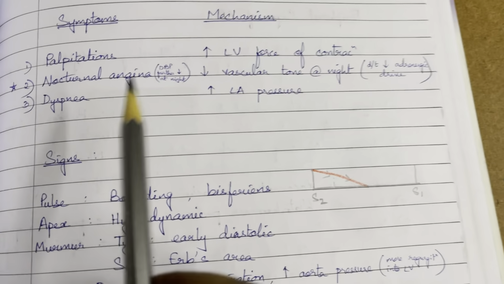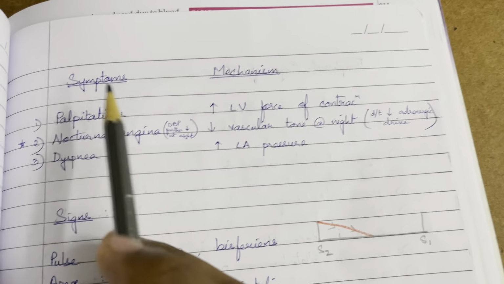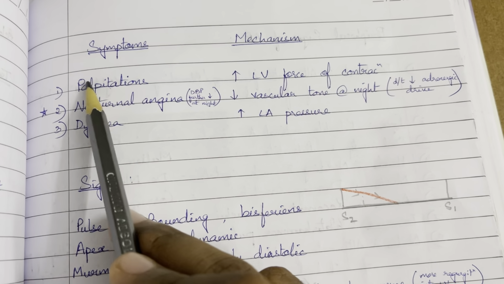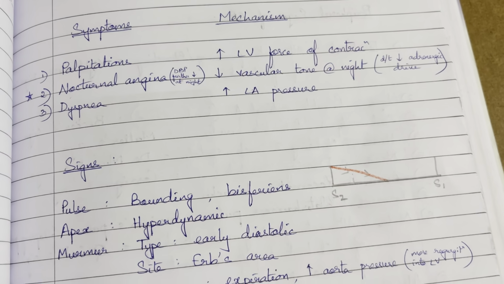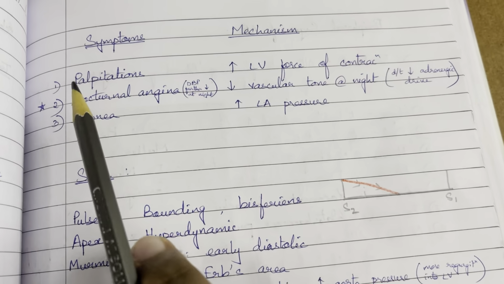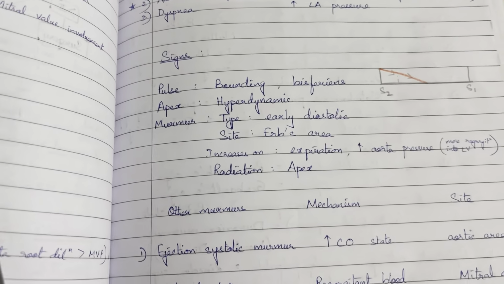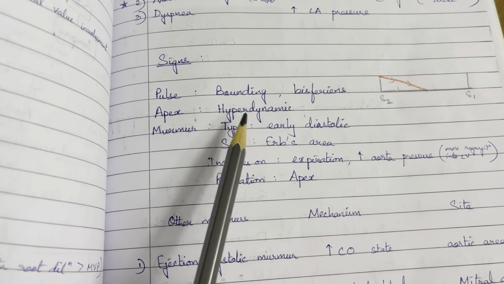Now the symptoms and the mechanism. Remember, in aortic regurgitation you will have palpitations because it is a regurgitant lesion. So PAD or PND: D for dyspnea, P for palpitations, and N for nocturnal angina. That is something you need to remember. Then signs: the pulse is bounding, a bisferiens pulse you can see. The apex is hyperdynamic, down and out.